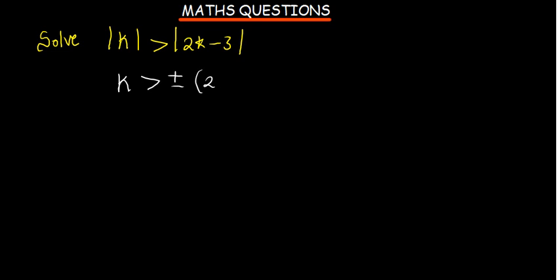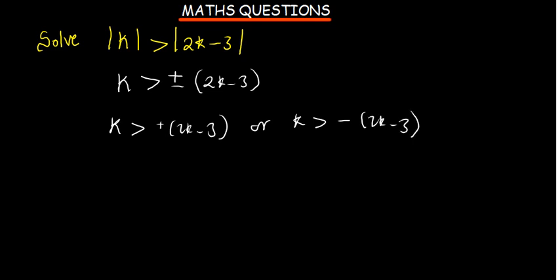Now to make things much easier, the way I want you to see is, okay, it's okay like that. So what I'm going to do is split this, so that is going to be k is greater than positive 2k minus 3, or k is greater than negative 2k minus 3. Now I'm going to divide both sides by positive. If you divide by positive, nothing really changes, so that will be k is greater than 2k minus 3. Okay, I'm going to divide both sides by this negative, and immediately you divide by negative, the sign changes. And that you are going to have 2k minus 3.